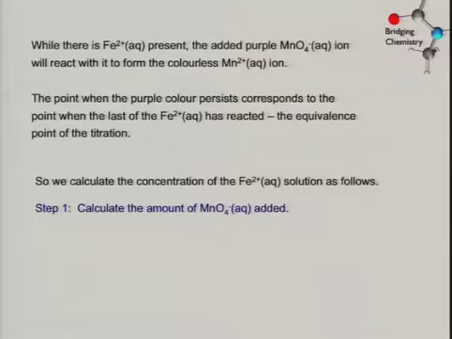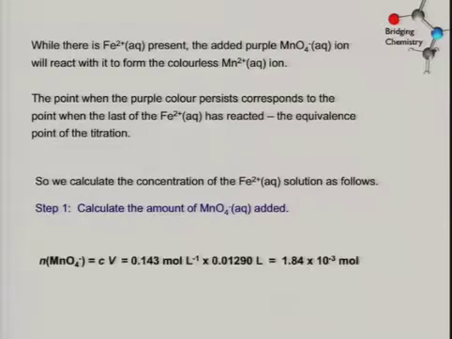So the first step is going to be to calculate the amount of permanganate that we added, and we can do that by just using our little formula, amount equals concentration times volume, where the concentration is the 0.143 moles per litre that we were told in the question, the concentration of that standard solution, and the volume is the volume of permanganate that you had to add to reach the equivalence point. Okay, so the amount comes out as being 1.84 times 10 to the negative 3 moles.